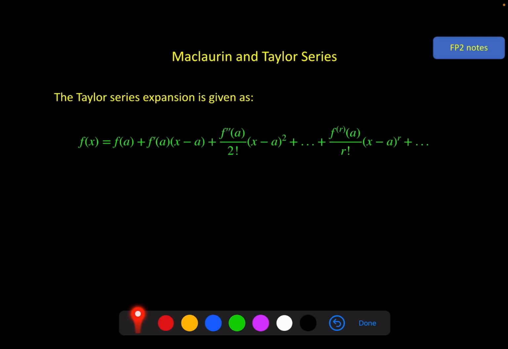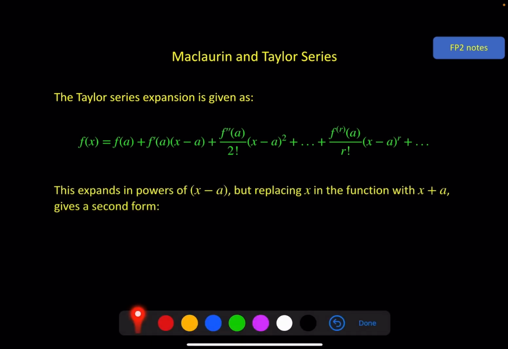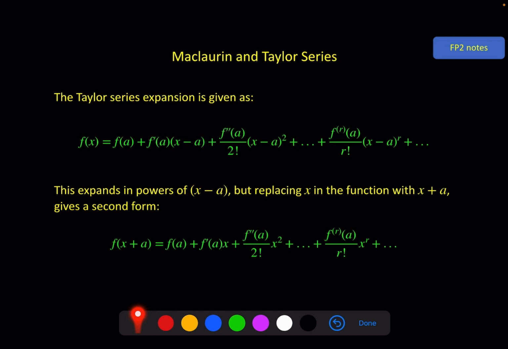So there is actually a second form of Taylor's series to get powers of x instead of powers of a bracket, but still not using 0, and we can do that by replacing x in the function here with the expression x plus a. So if you put x plus a in here, then all of these x's become x plus a, and obviously x plus a minus a just gives you an x. So the second form of Taylor's series expansion is this.